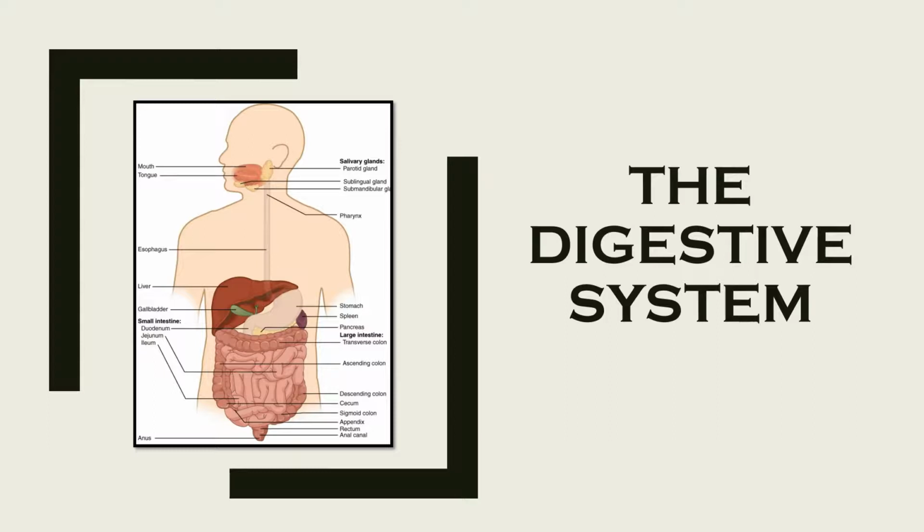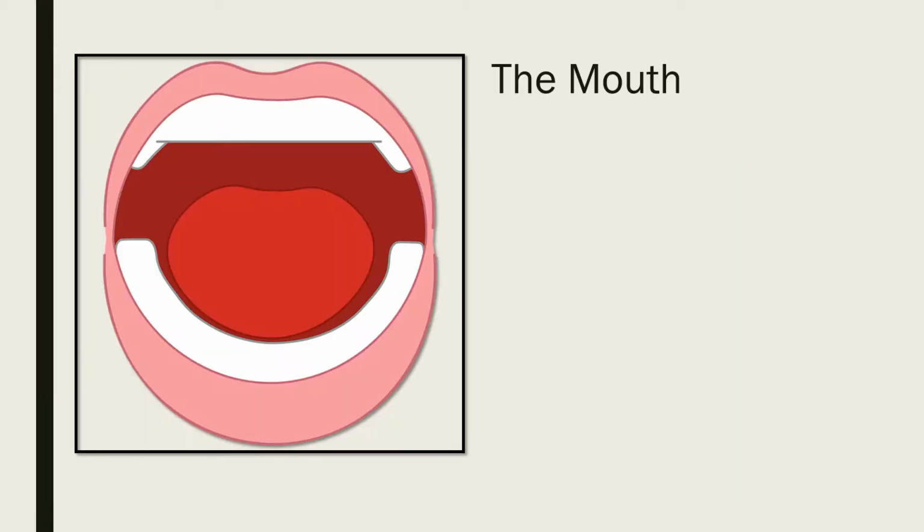So we are going to cover the entirety of the digestive system from the mouth to the anus, and we're going to cover the function of all the organs as well as some of the physiological processes. So let's go ahead and get started.